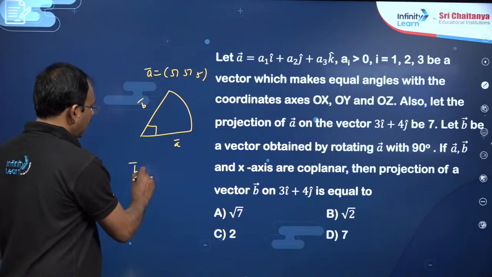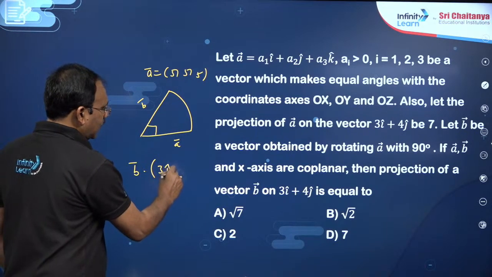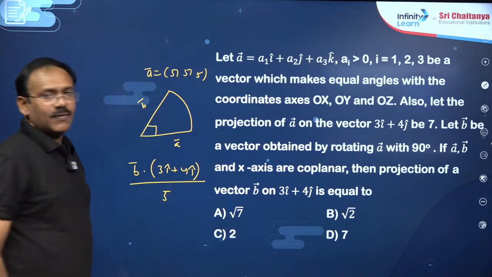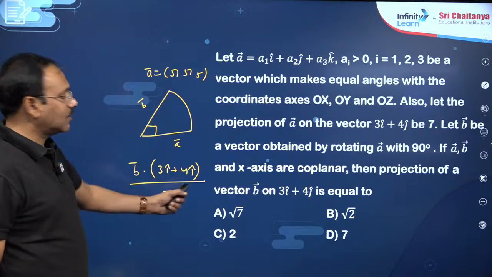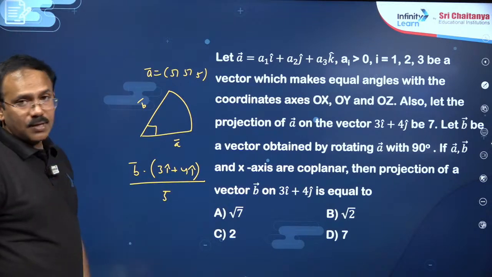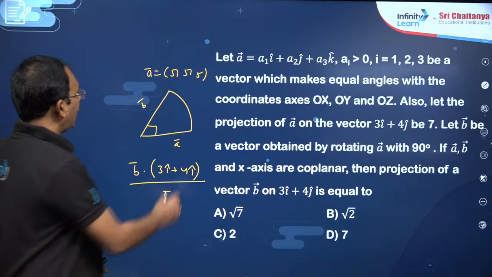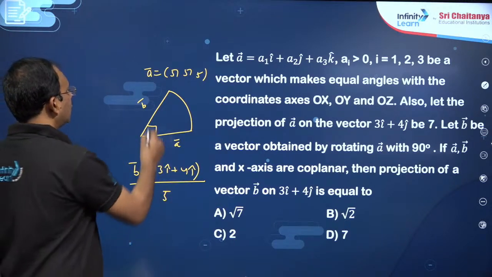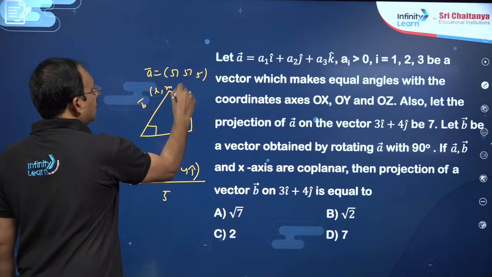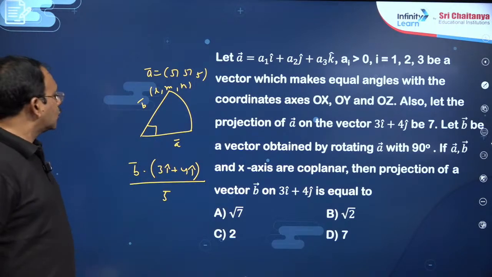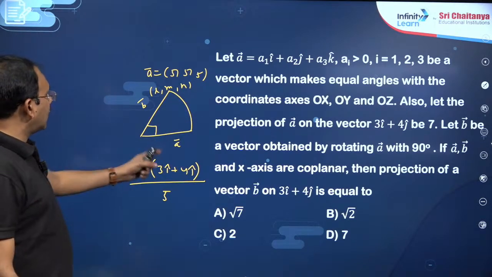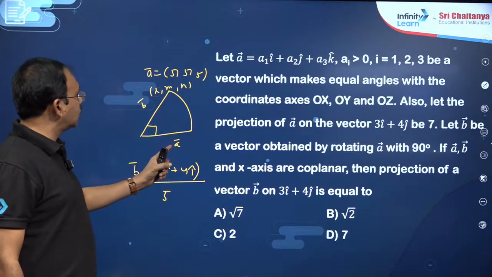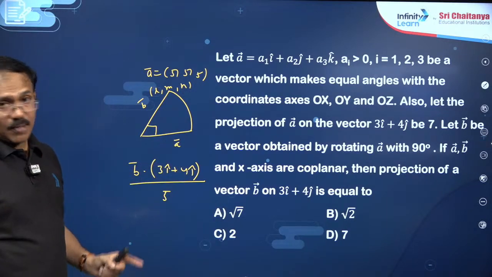Now the projection of B bar on this vector is B bar dot (3i cap plus 4j cap) divided by root of 3 squared plus 4 squared. This is the answer, so you have to find B bar. Since A bar is already known, suppose B bar is the vector (L, M, N). Its magnitude is root of L squared plus M squared plus N squared, which is known.